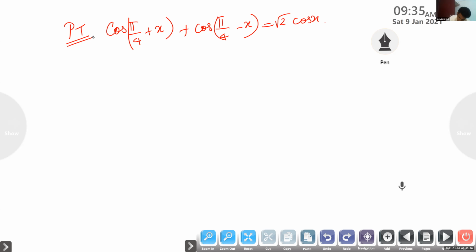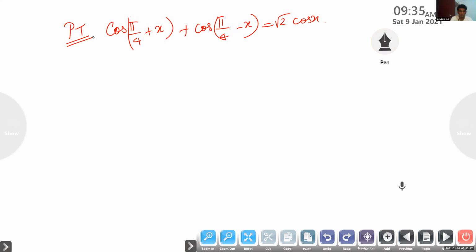So prove it. You start from LHS and prove that it is equal to RHS. Don't look in the book and write. Try it. Cos C plus cos D. What is the formula for cos C plus cos D? Cos C plus cos D is?